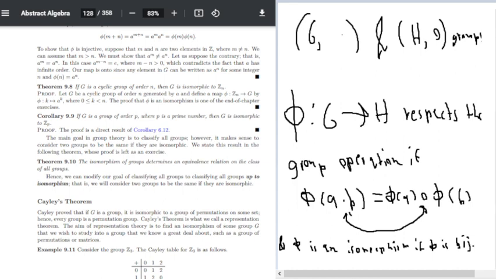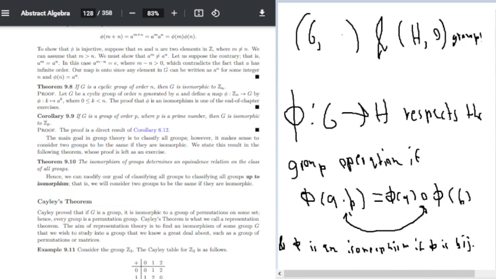Theorem 9.8. If G is a cyclic group of order n, then G is isomorphic to Z sub n. Proof. Let G be a cyclic group of order n, generated by a, and define a map phi from Z sub n to G by phi sends k to a to the k, where 0 is less than or equal to k is less than n. The proof that phi is an isomorphism is one of the end of chapter exercises.